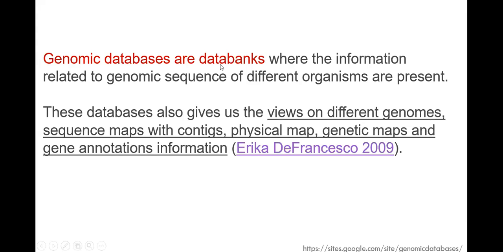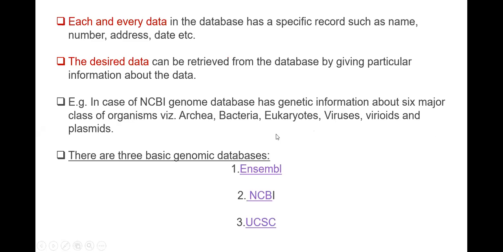The genomic databases are data banks where the information related to the genomic sequences of different organisms is present. We know that there are a lot of completed genomes. All the genomes have been put into specific databases where you can search and find a specific genome. These databases mainly help to view different genomes, sequence maps, contigs, physical and genetic maps, and gene annotation information. We already talked about how the human genome project was done. There are several steps: physical and genetic maps, contig formation, genomes and clones, subcloning, and comparison. So basically all the information will be available in the genomic database.